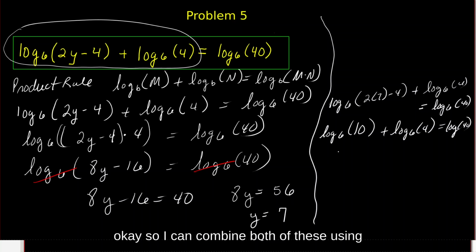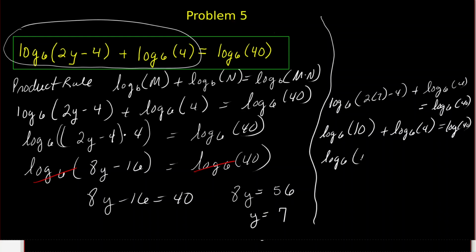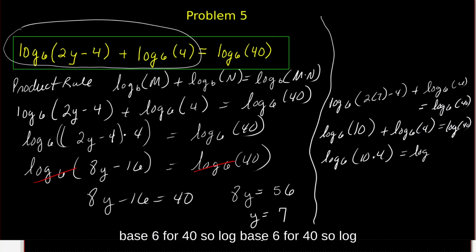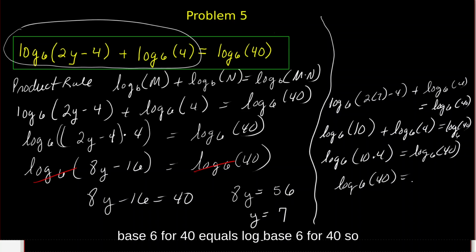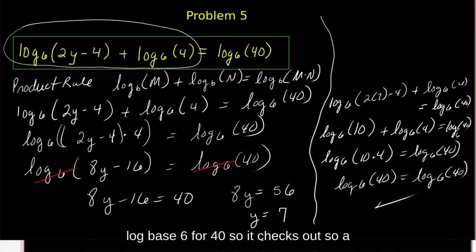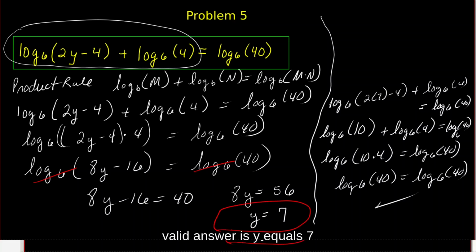Okay, so I can combine both of these using the product rule. Log base 6 of 10 times 4 equals the log base 6 of 40. So log base 6 of 40 equals the log base 6 of 40. So it checks out. So my valid answer is y equals 7.